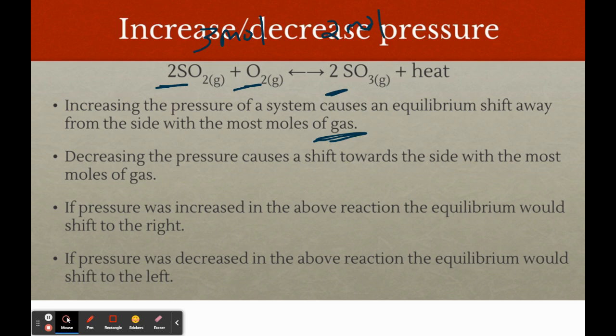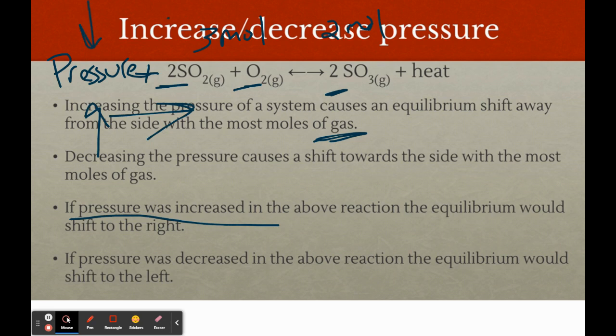So the side that has more moles of gas, you want to write plus pressure. So now, if we are adding pressure, it will shift away from pressure. If we are removing pressure, it will shift towards where the pressure is at. So, since we have pressure on the left side, on the reactant side, if we add pressure, it's going to shift the reaction to the right. If we decrease pressure, it will shift the reaction to the left for this equation.